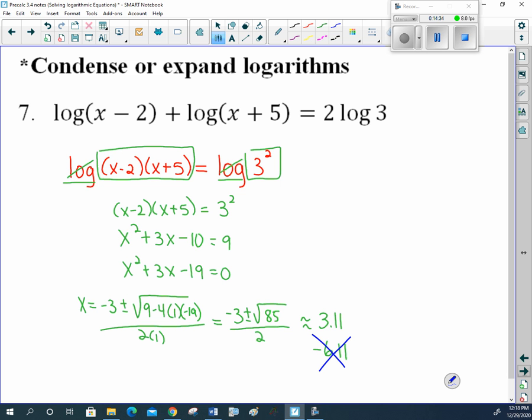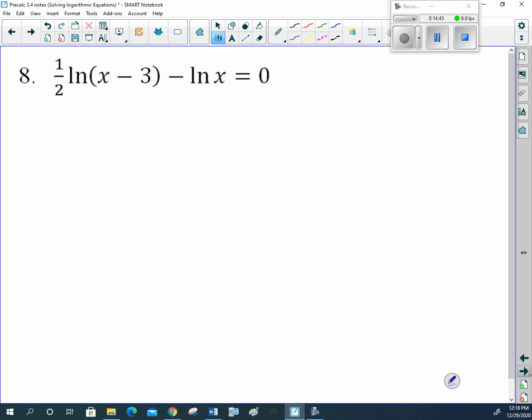And you could check that. You could put the 3.11 in there and see if you got the same answer on both sides. But we did have to throw out the negative 6.11. Okay, so here we go.